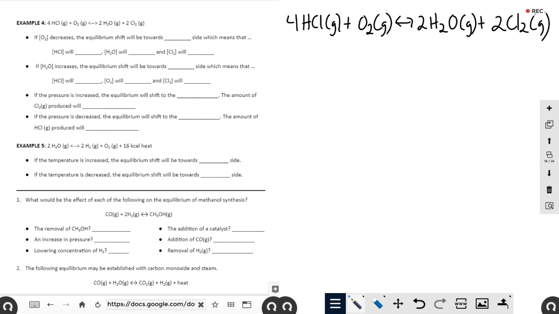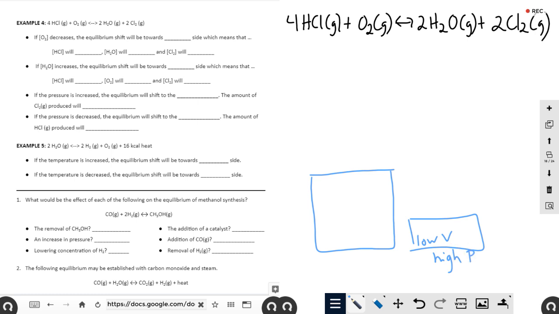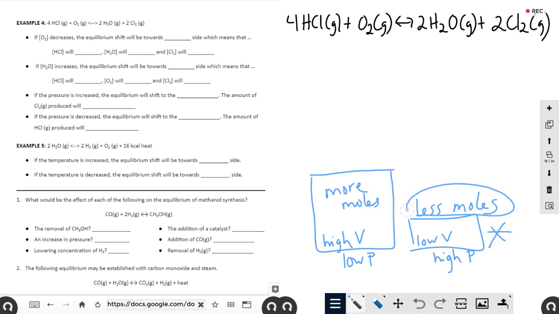All right. If pressure is increased, so let's make our little model for pressure. Okay, so this is low volume, high pressure. This is high volume, low pressure. So remember, this holds more moles and this holds less moles. All right, so what happened to pressure? Pressure increased. That's right here. Pressure increases, I want less moles.